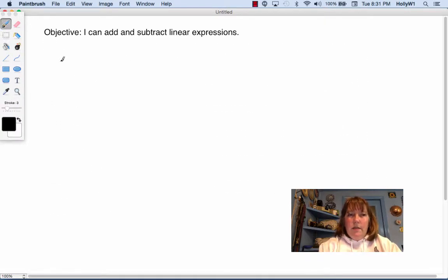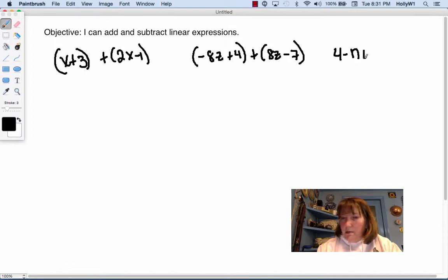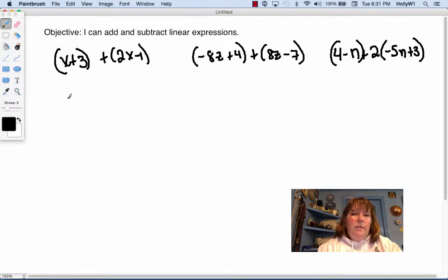So let's try these. x plus 3 plus 2x minus 1, and negative 8z plus 4 plus 8z subtract 7, and 4 subtract n plus 2 times negative 5n plus 3. All right, let's try these. We'll do them in two different ways.